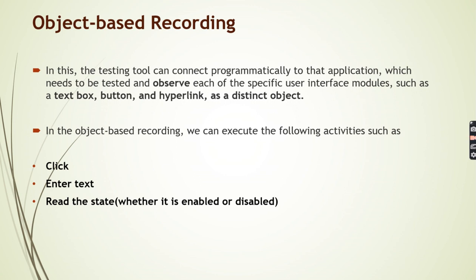Object-based recording. Another GUI testing type is object-based recording. In this, the testing tool can connect programmatically to the application which needs to be tested and observe each of the specific user interface models such as a text box, button, and hyperlink as a distinct object. In object-based recording, we can execute activities like click, enter text, and read the state, whether it is enabled or disabled.